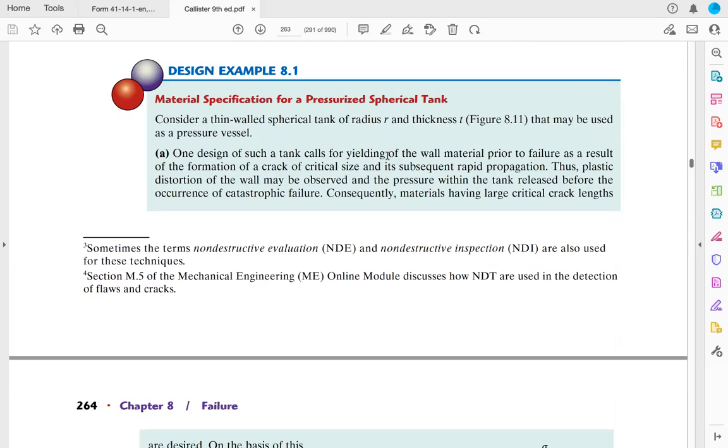Okay, so if we can observe plastic deformation on the wall, then we can maybe stop the tank, and the pressure can be released before the occurrence of catastrophic failure. So the material should have a large critical length.